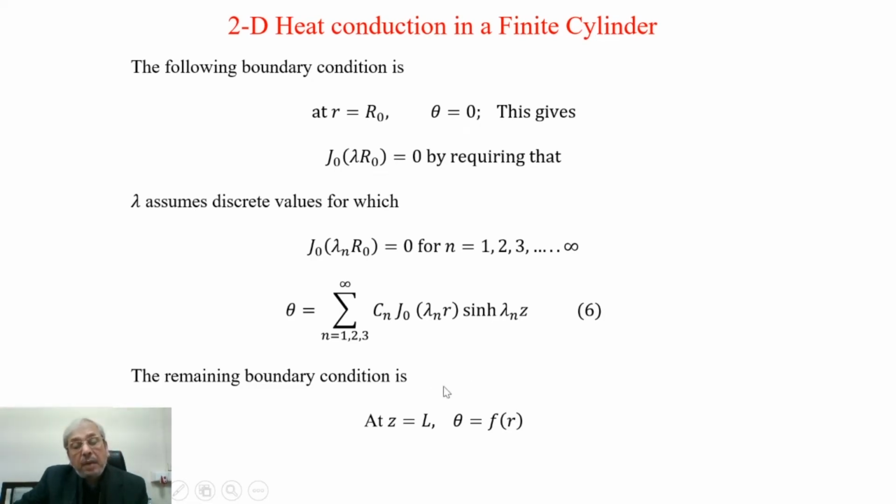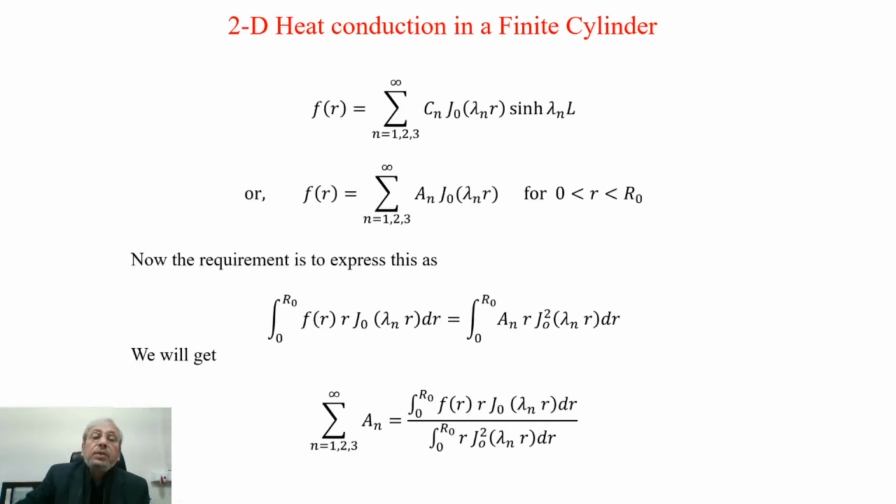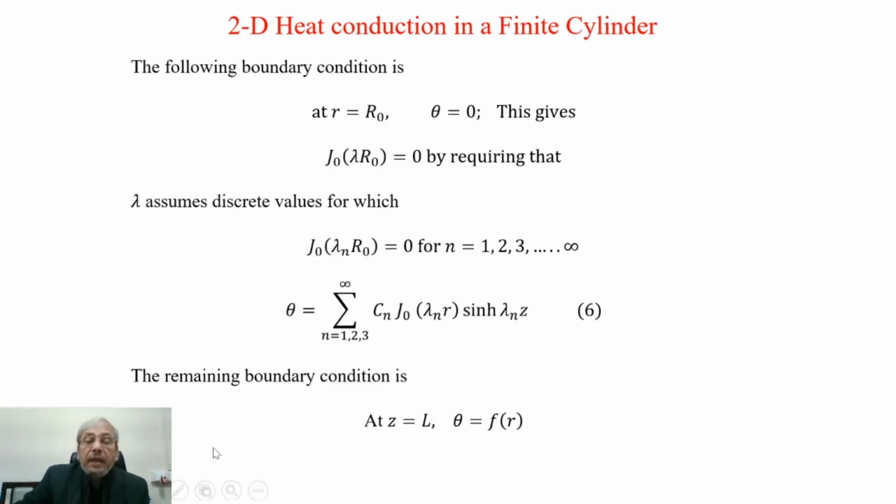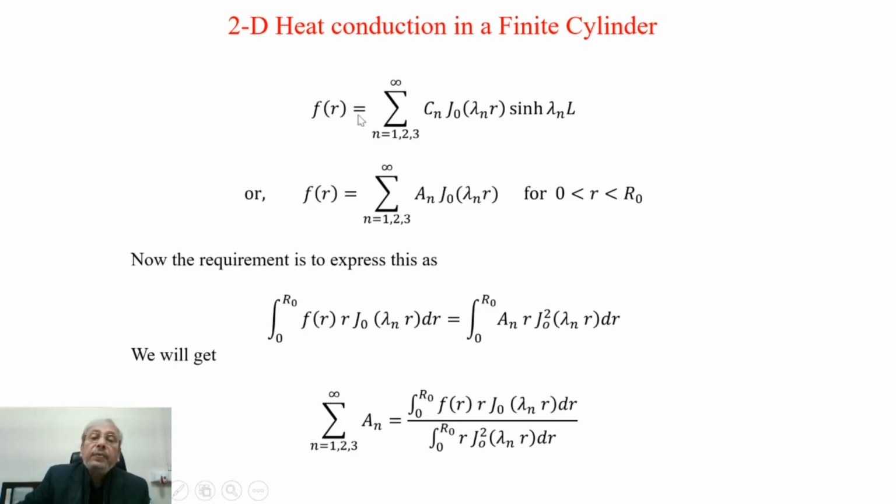Now only one boundary condition we are left with, that is at the top surface, z equal to L, theta equal to Fr. This is temperature over T1. We said T2 may be T1 plus Fr, or T1 plus some value which will give T2, that is the temperature on the top surface. So here, if we substitute z equal to L, we will get Fr. So Fr is then summation over Cn J naught lambda n r sine hyperbolic lambda n L.